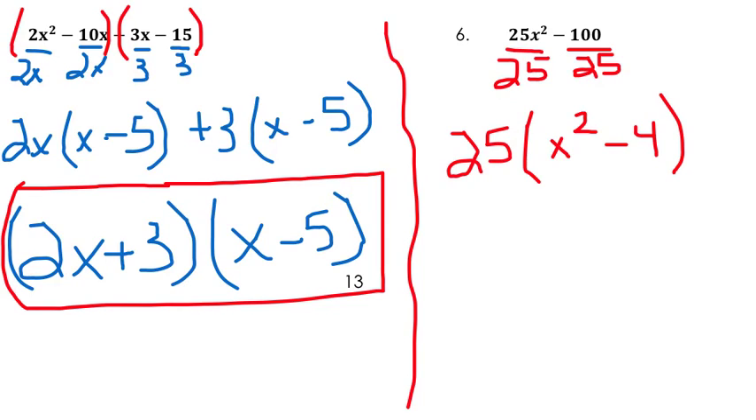So in this case, I have a difference of perfect squares. This is one of those DOPS problems. So we can continue factoring here to finish this off. The 25 we're just going to bring straight down, 25.